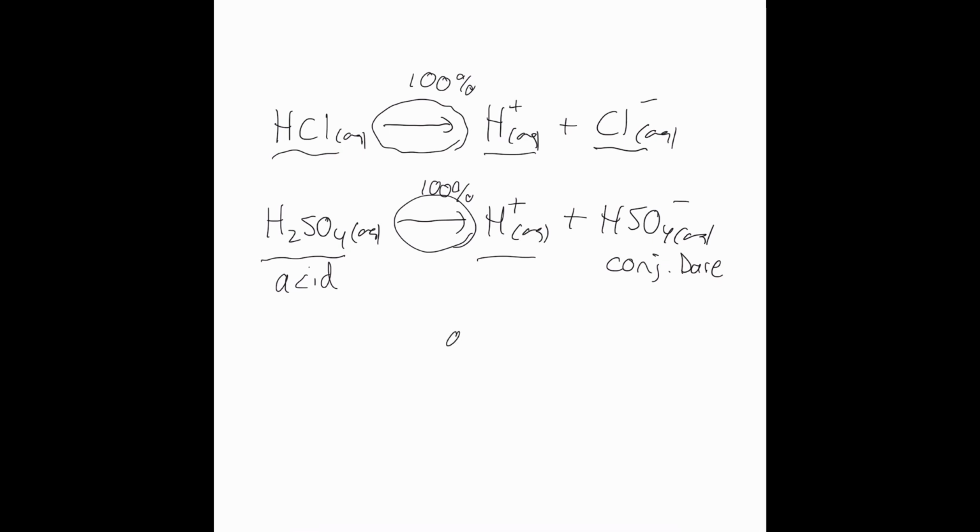So it's really important that you can identify the acid conjugate base pairs. So for example, if we have NH4 plus as our acid, our conjugate base is NH3. So notice acid and base differ by the number of protons.